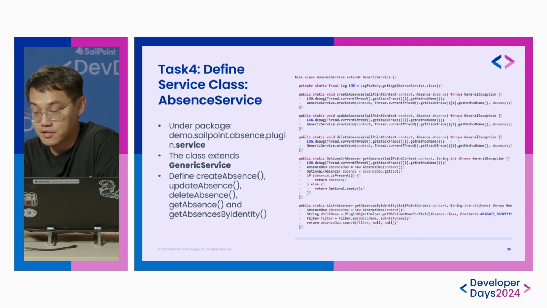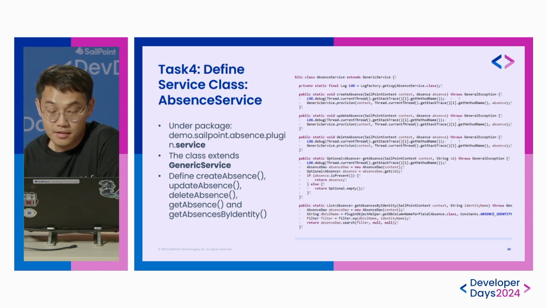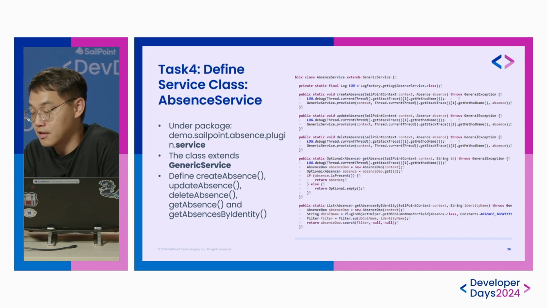Next, we need to define an absence service. The service class will be exposed to the Beanshell code, and that means we also extend it to the generic service. Basically, the generic service executes the corresponding DAO class method based on the method name. We are using a method naming convention to execute the corresponding method on a lower level class.